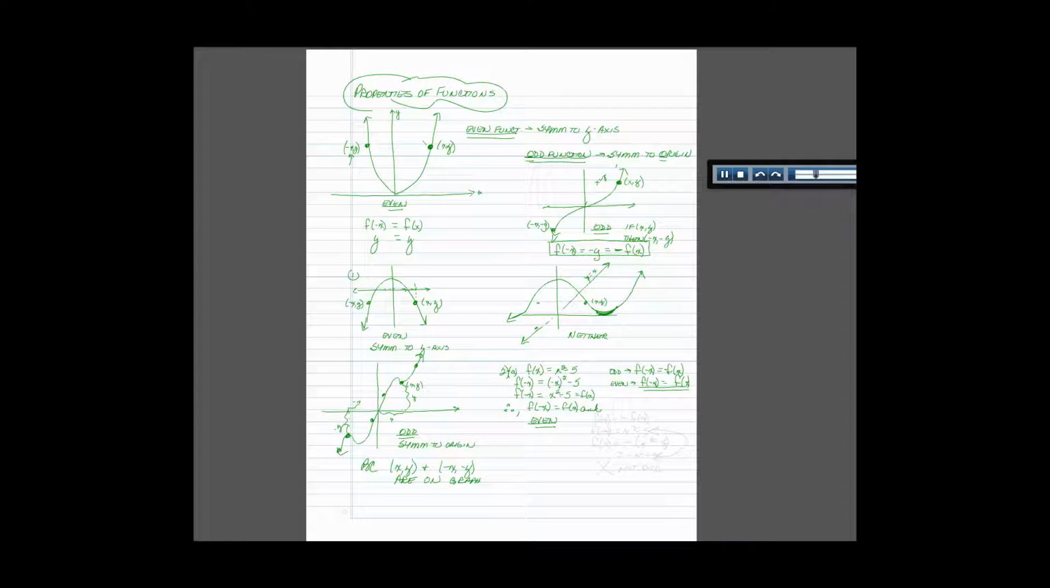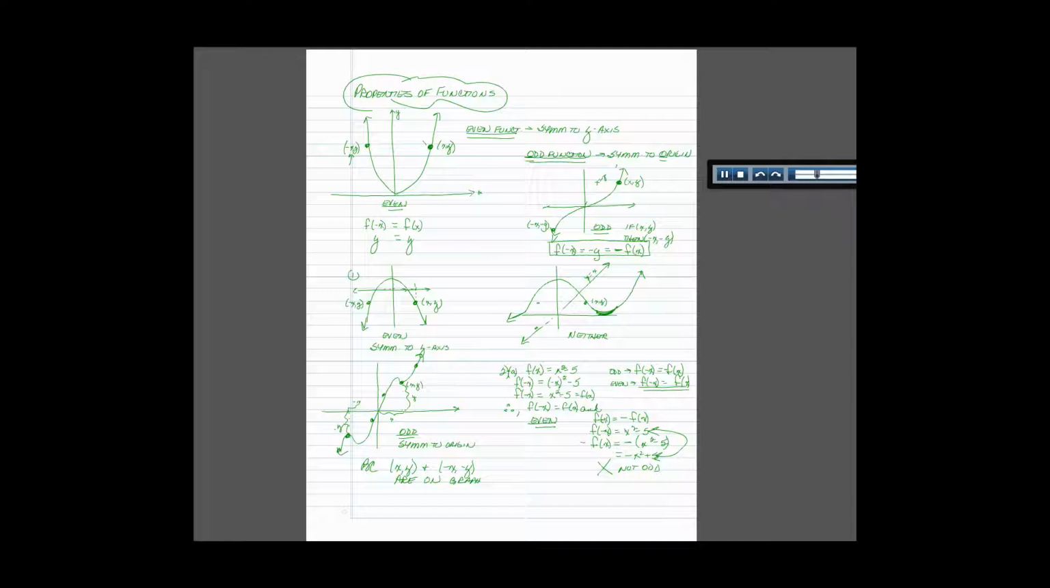So let's just test that and I will show you. If it's odd, then f of negative x would equal negative f of x. Well, we just figured f of negative x. F of negative x was equal to x squared minus 5. But negative f of x would be the opposite of our original equation, which is negative x squared plus 5. And that is not equal. F of negative x doesn't equal that. So no, it is not odd. It's an even function.